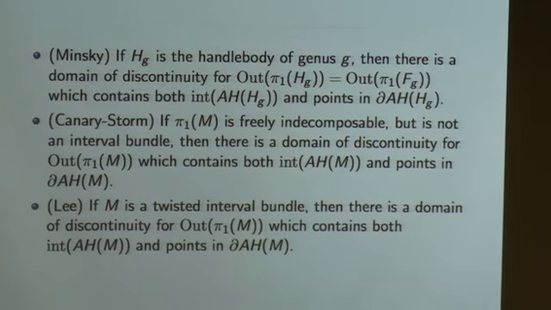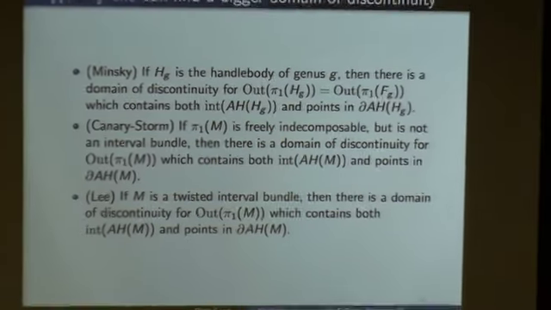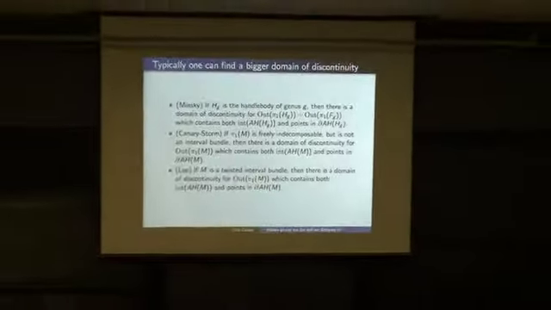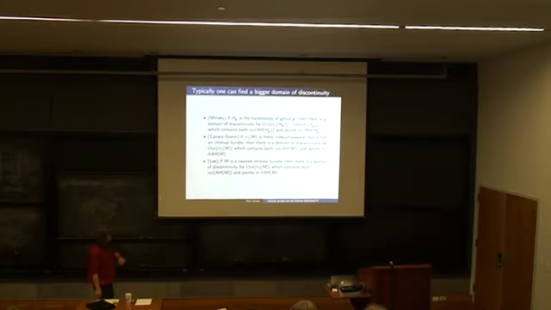Because remember, the fundamental group of a twisted interval bundle is just a non-orientable surface group. So this says that the action of the mapping class group on the character variety of a non-orientable surface is already very different from the action on the character variety of an orientable surface group. So this is, at least when you're first thinking of it, perhaps something of a surprise.